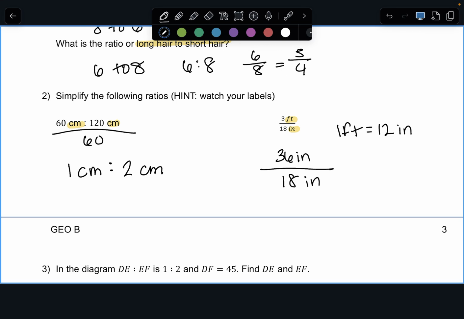Now my units match, and I can reduce this. What can 36 and 18 both be divided by? 18. 9, yes, you'd have to keep going. So 18. 1 over 3. We get 2 over 1. 36 divided by 18 is 2. And you have to keep your labels, your units. Okay?